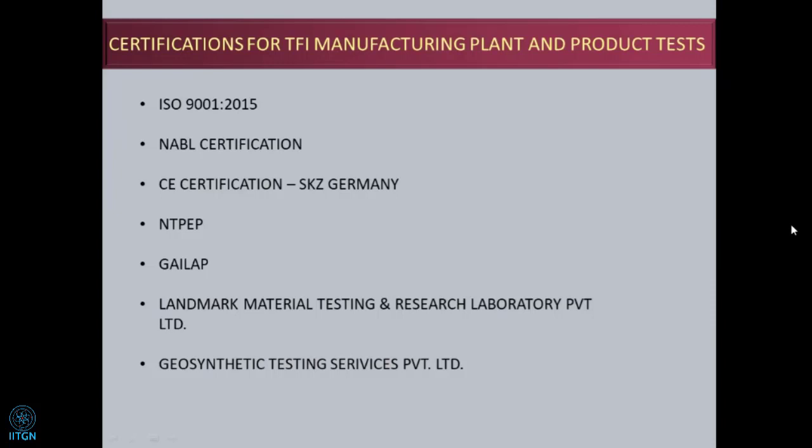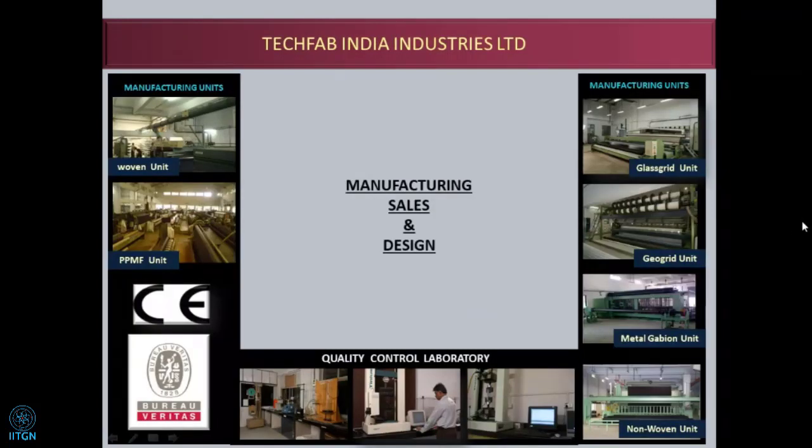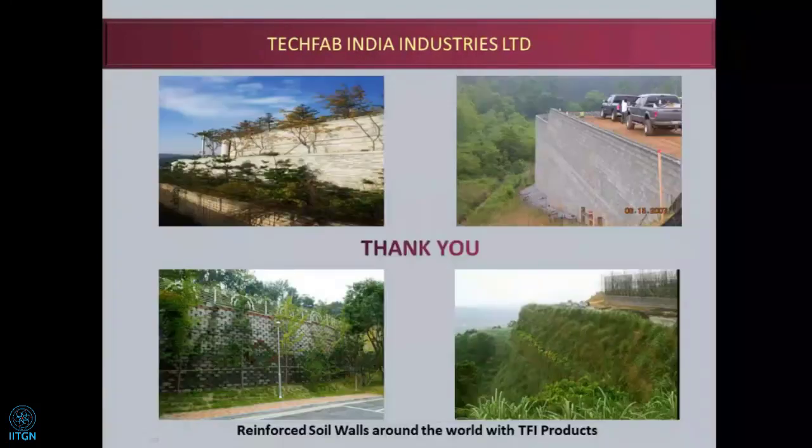You can have a look at all our manufacturing units, from woven to non-woven to geogrid, and we are adding capacity for each product one by one, and new products are also being added to our portfolio. So TechFab India's strength is manufacturing. I say that because we have very large capacity, established laboratories and manufacturing units with all the requirements. We have a sales and design team to support any client for any project. Thank you very much for the patient hearing, and I'll close my presentation with this.